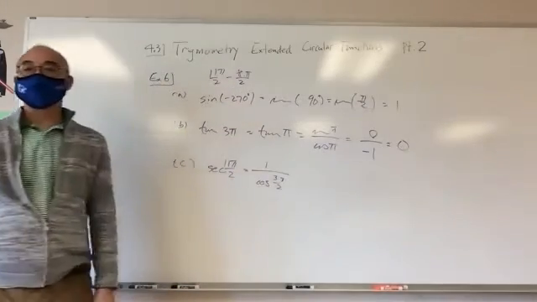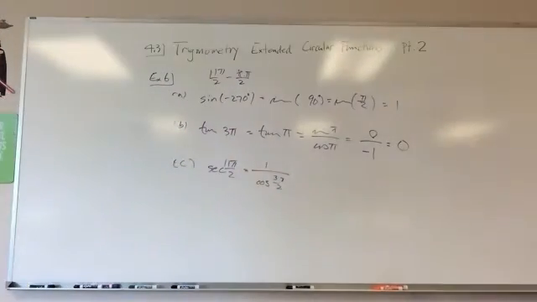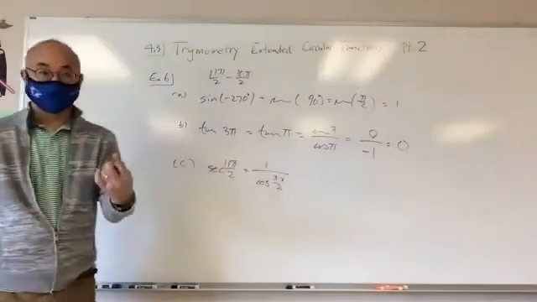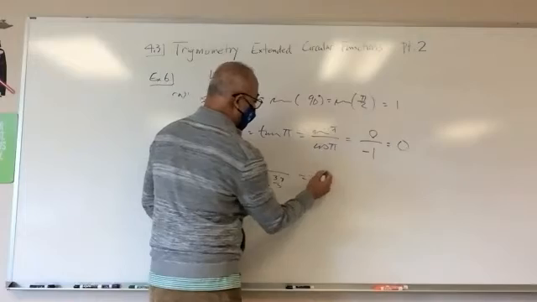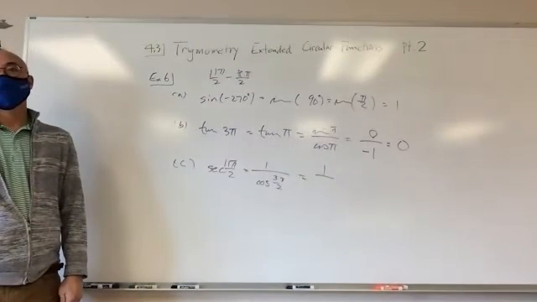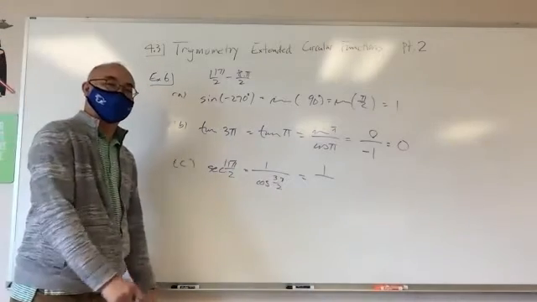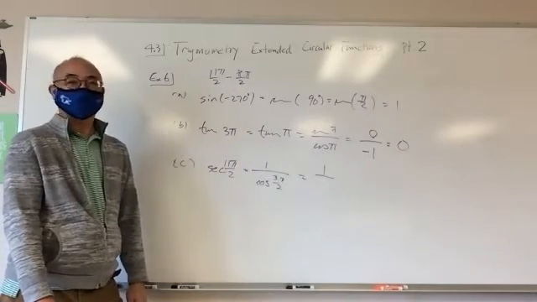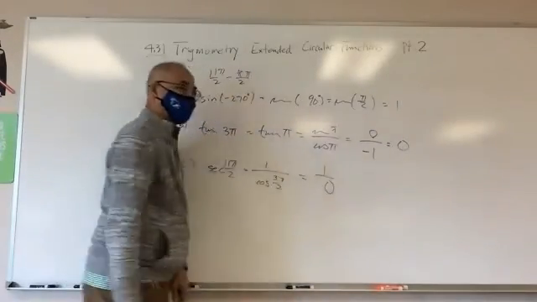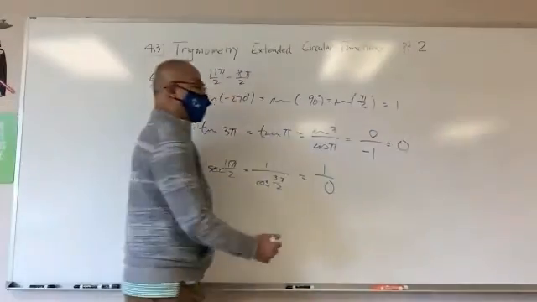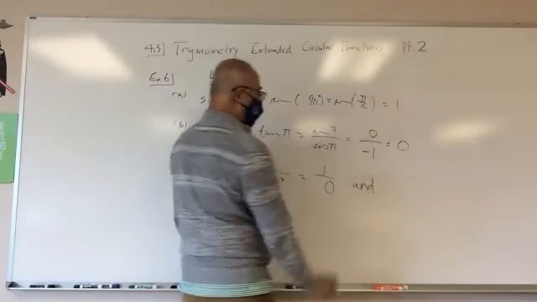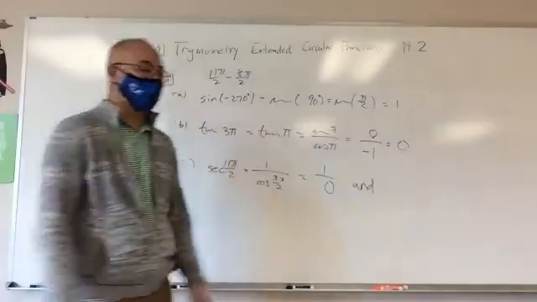3 pi over 2 is what in degrees? 270. So the cosine of 270 is 0. That gives 1 over 0, and you are not allowed to do this. It's undefined.